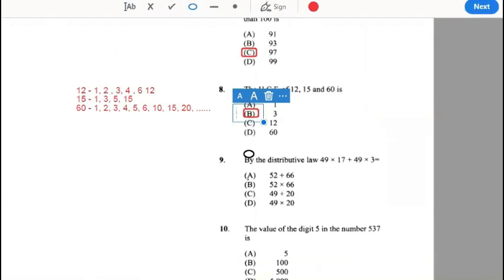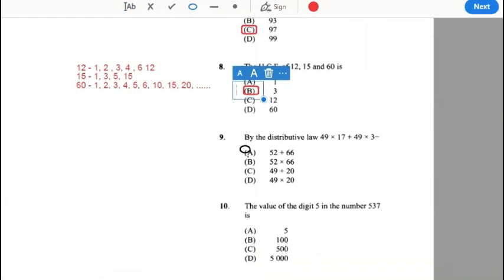By the distributive law, 49 times 17 plus 49 times 3 is equal to. So if in working this question you did not know what distributive law is, now is the time to do so before going into exam.